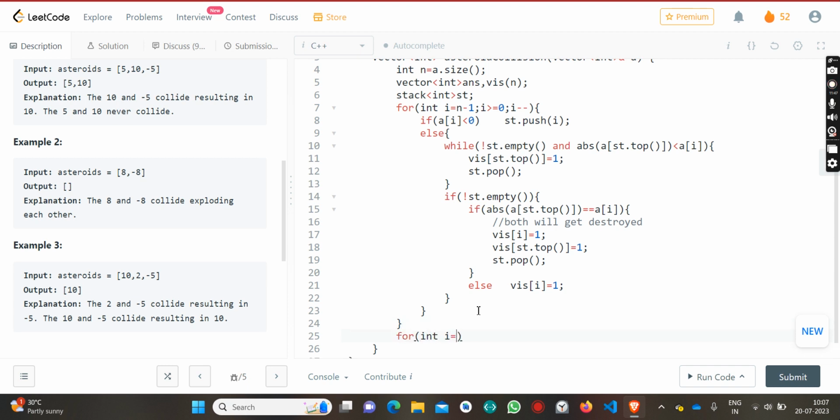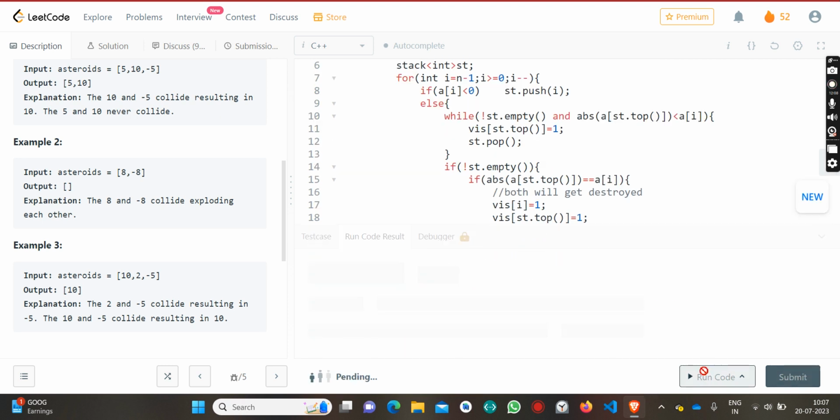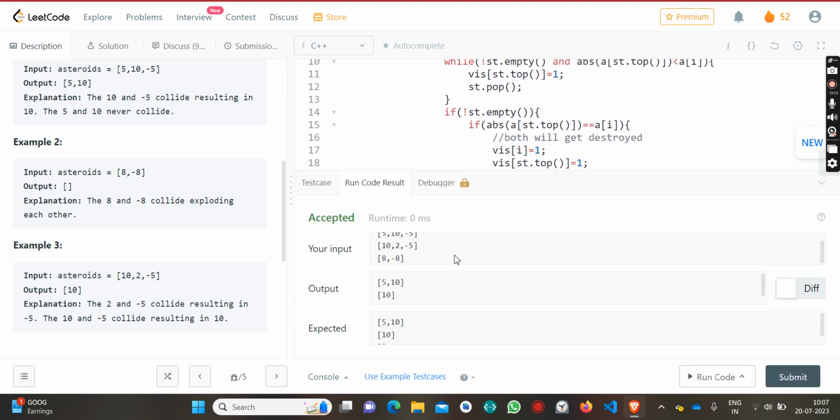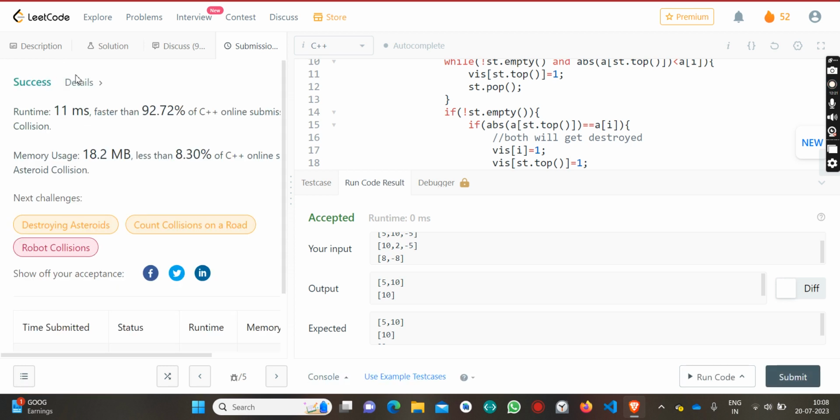So for int i equals 0, i less than n, i plus plus, if visited of i is not equal to 1, I can say this would remain at last. Push back p of i, and finally I will return the answer. So yeah, it is giving the right answer. Let's submit it. So yeah, it got accepted.